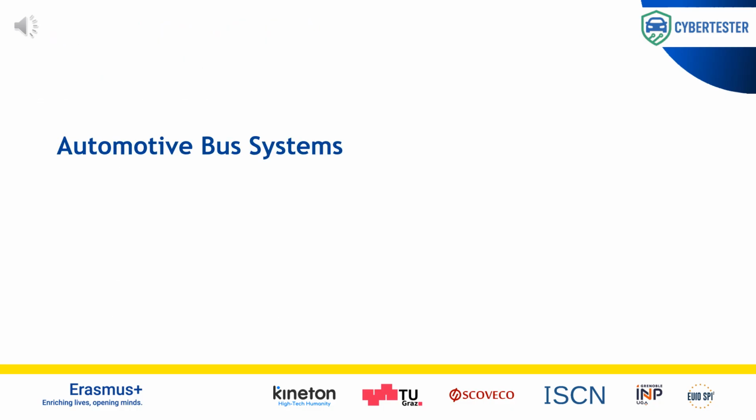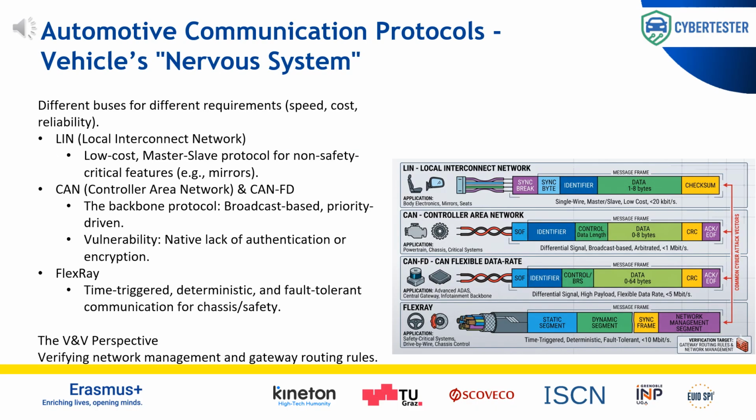We have seen the physical layout. Now let's examine the languages these embedded systems use. We call these automotive communication protocols, and they are the vehicle's nerve system. As a test engineer and also especially as a cybersecurity test engineer, you need to understand why different protocols are used. It's always a trade-off between speed, cost, reliability.